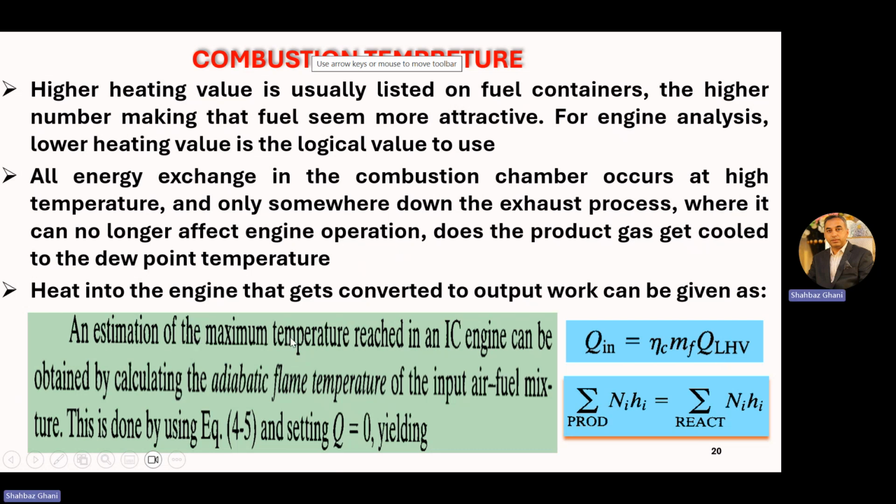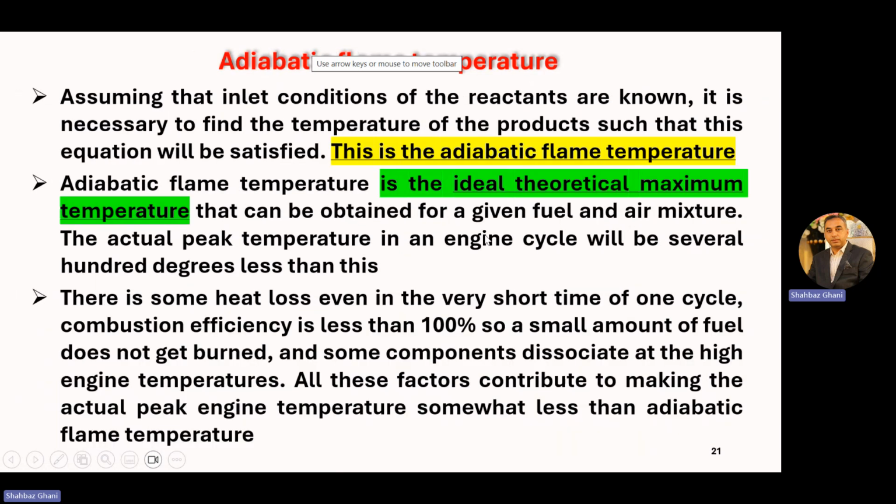An estimation of the maximum temperature reached in an IC engine can be obtained by calculating the adiabatic flame temperature of the input air-fuel mixture. This is done by using the equation based on Q is equal to 0, so summation of products NiHi is equal to summation of reactants NiHi. Now let's see what the adiabatic flame temperature is.